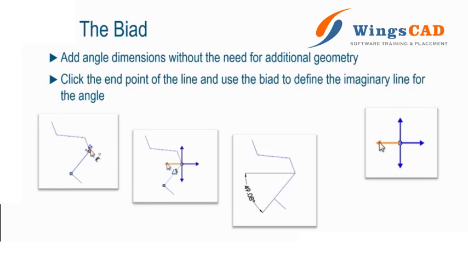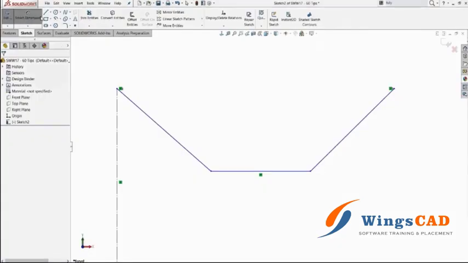The Biad. I love adding angle dimensions this way. You don't need to add construction geometry to add angle dimensions. So let me show you how to do that, all right? And the tip on how to make this work is you click the line you want the angle to, and then its endpoint, and then you pick these lines that represent the construction geometry, right?